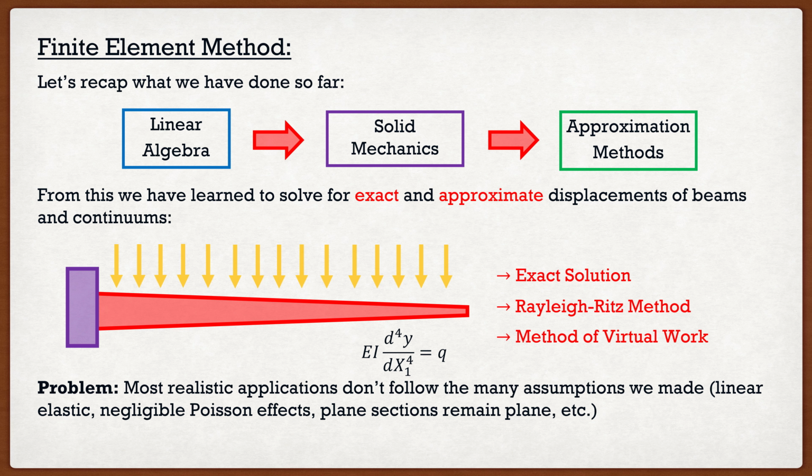Some of the assumptions include linear elasticity. Of course, when we're dealing with things like concrete, we know that it doesn't behave linear elastically. We neglected Poisson effects, which in some cases can be quite significant. And one of the biggest ones for Euler-Bernoulli beams is that we assume plane sections remain plane. For those of you who have taken concrete design or anything like that, you know that this is particularly not true in the presence of a point load or a reaction or something like that.